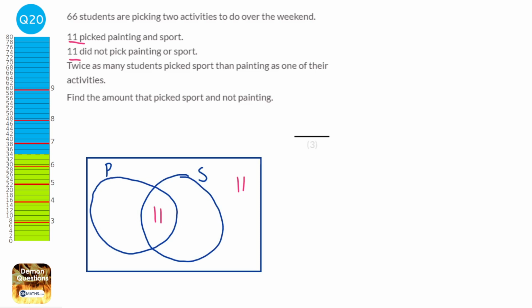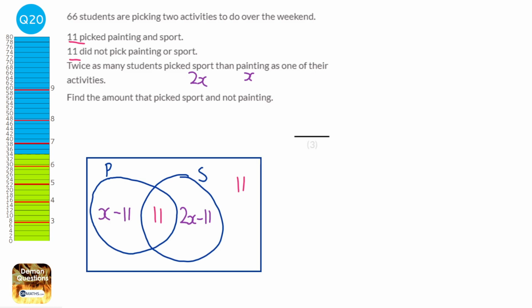Now, what we can do is say, okay, if the painting we label as x, then the sport will be 2x. But if you look, we've already got a number in the sport, that 11 there. So in algebra, this will be 2x take away the 11 that we already know about. And the painting is the same. We know the whole thing is x, so we're just going to take away the bit we know, which is the 11, and it will be x minus 11.